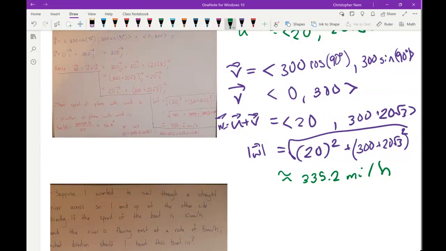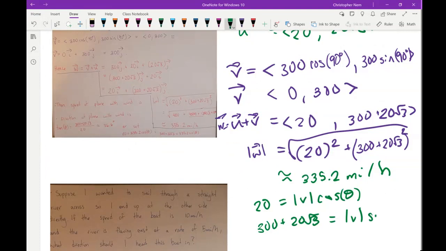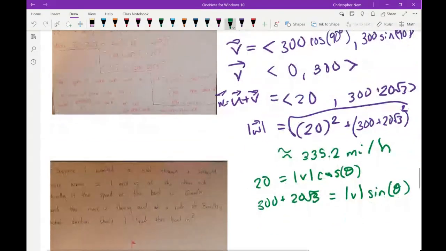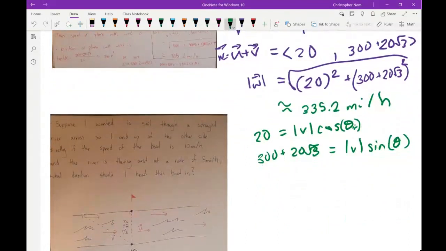So we can either set our components equal to the magnitude times cosine theta, 300 plus 20 root 3 is equal to the magnitude of v sine theta, where theta is in the direction of w. This might not help us as much, but it can, because then we can solve for theta in particular.